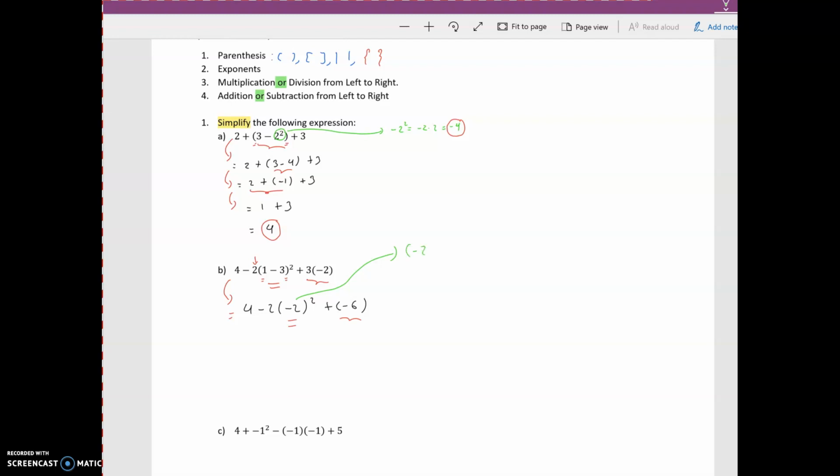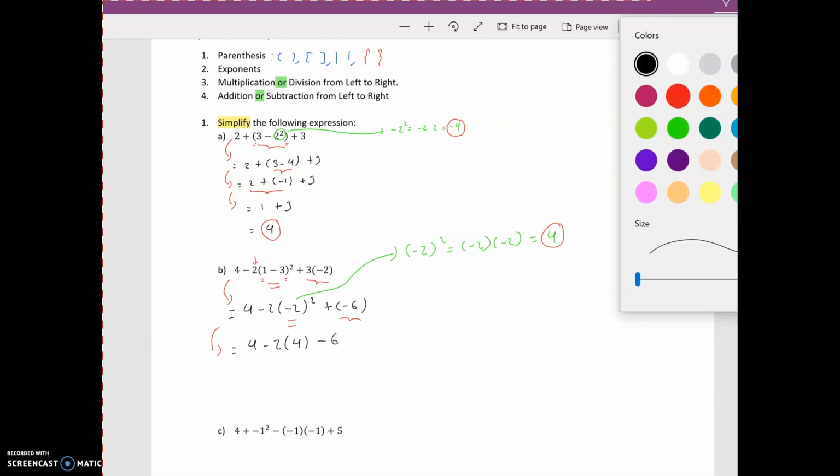And this one says it's a negative 2 squared, which represents a negative 2 times a negative 2, which is equal to a positive 4. And then as we technically rewrite this one, we're looking at this is a 4 minus a 2 times a negative 2 to the second, which happens to be a 4. I'm just going to rewrite it as the minus 6.